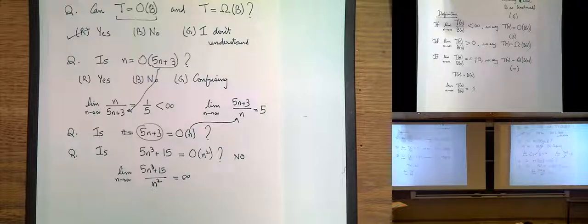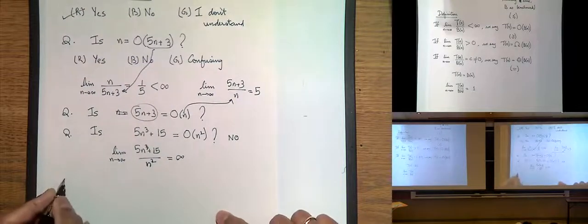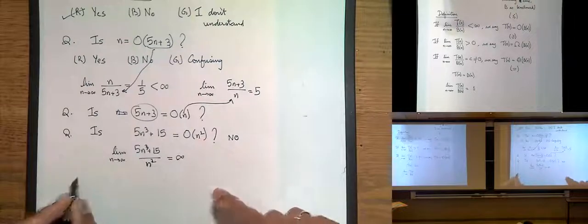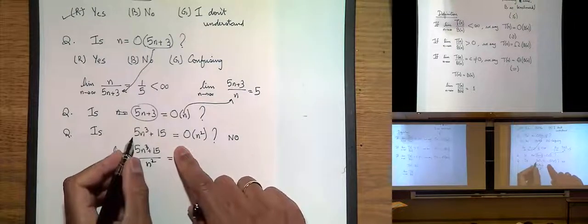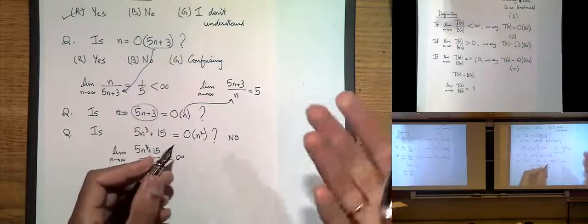Okay, so let me write something here and then maybe it'll clarify that. So this is not true. What this means is what? This function is greater than or equal to this function, which kind of makes sense, right?